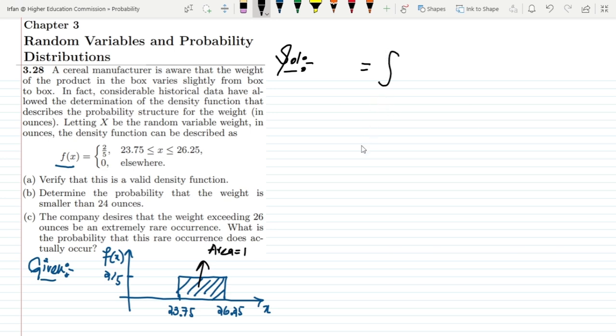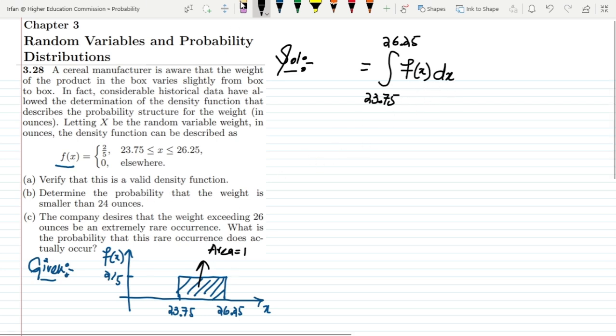Okay. So in order to integrate this f of x, what do we have to do? We have to write different ranges, which are from 23.75 up to 26.25, and here we have to integrate our function f of x dx, and we have to see what the area in between here is. If the area is equal to 1, then this would be a valid density function.